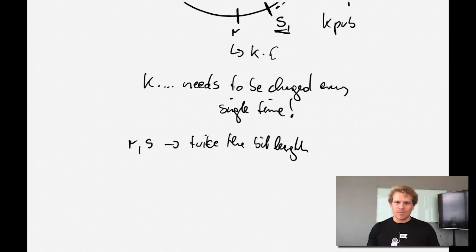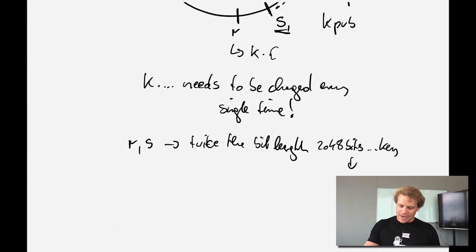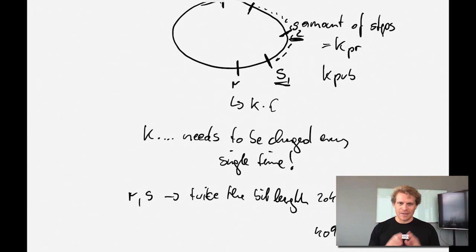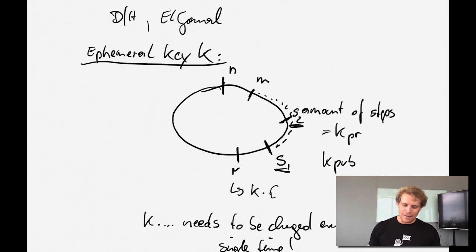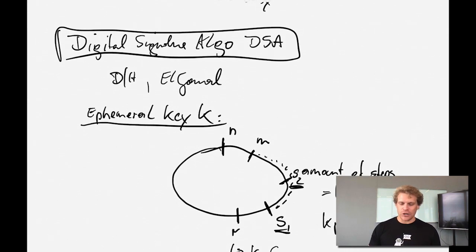Compared to the keys. So if we have a key that's 2048 bits, then in this case we have 4,096 bits for the signatures. And this is a lot. This is a lot of data. So I just want to keep this in mind here. So this is the digital signature algorithm.